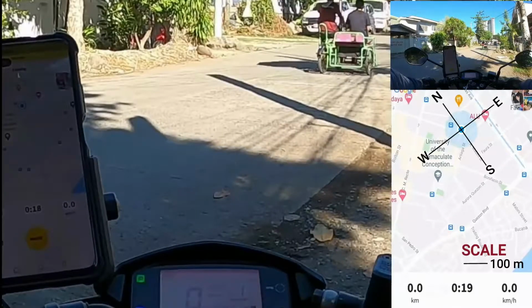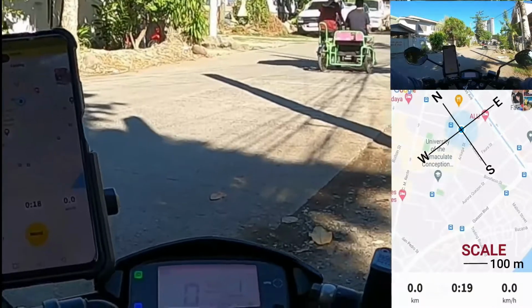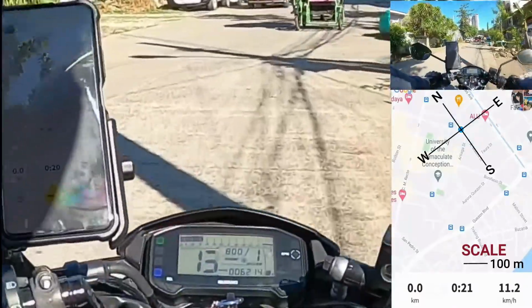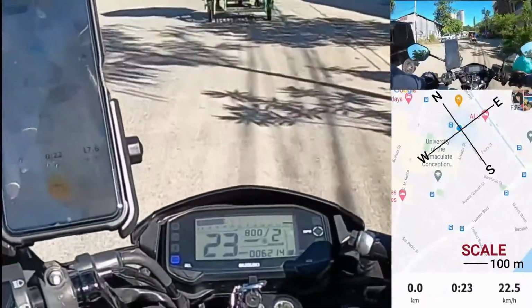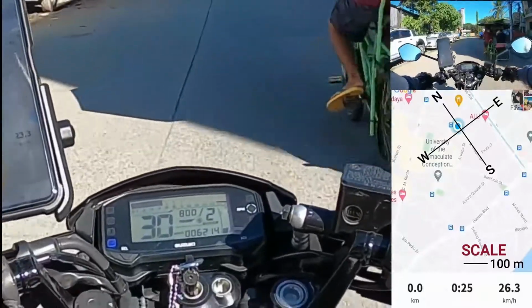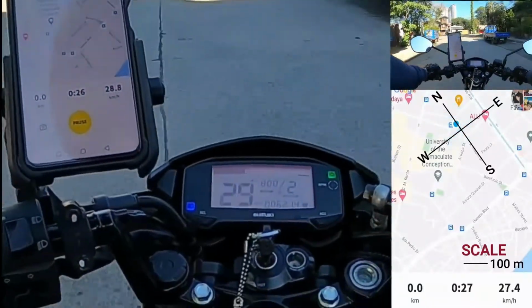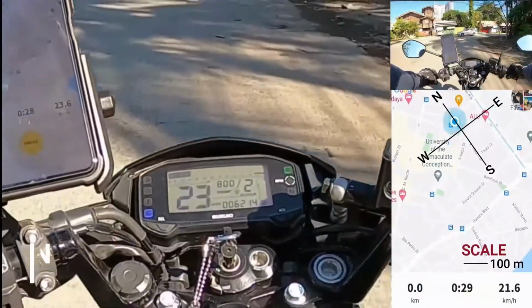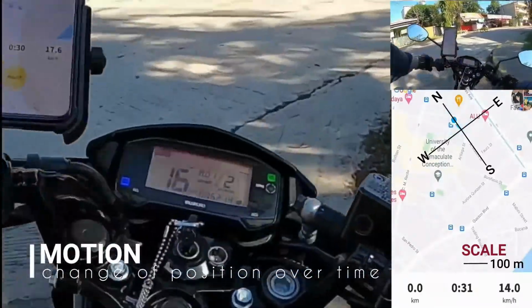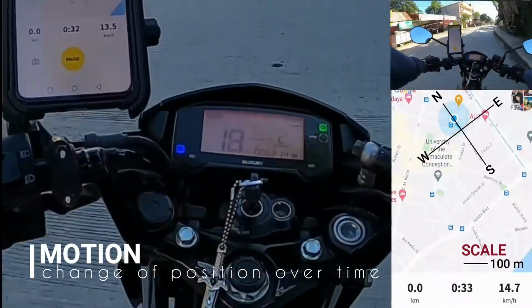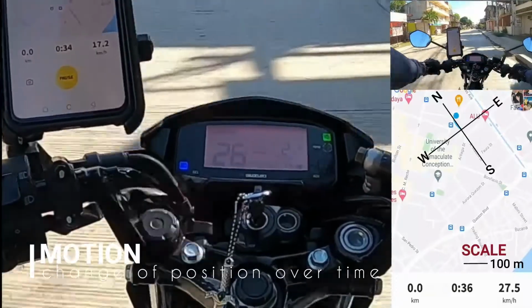Remember that we start our motion at 19 seconds. That is the time indicated in this map. So take note of that because that will be used later in our discussion. From the perspective or frame of reference of the satellite, I am moving relative to the ground because my position changes over time.